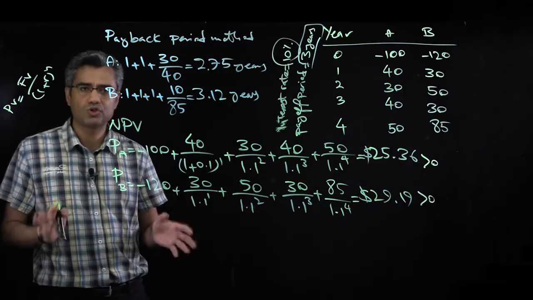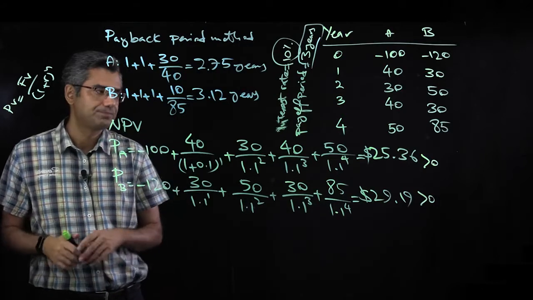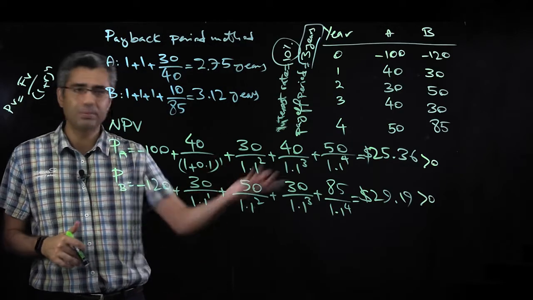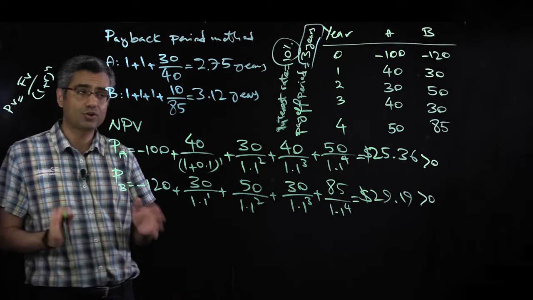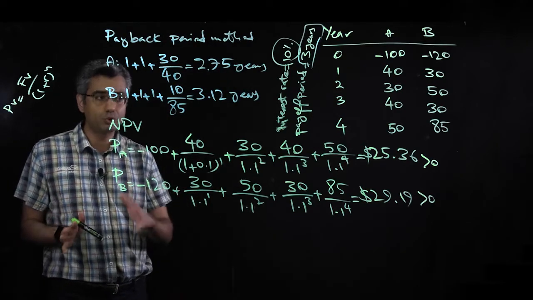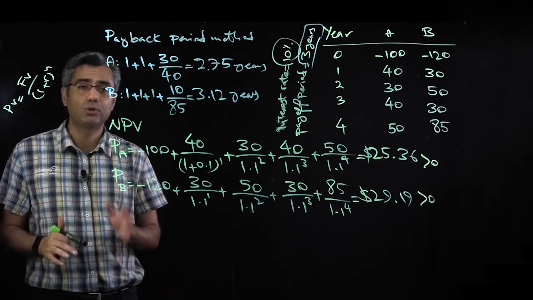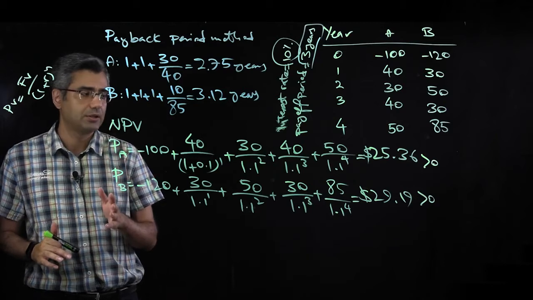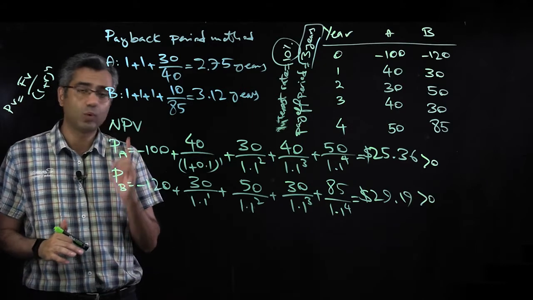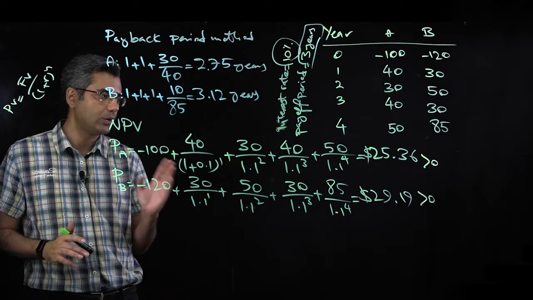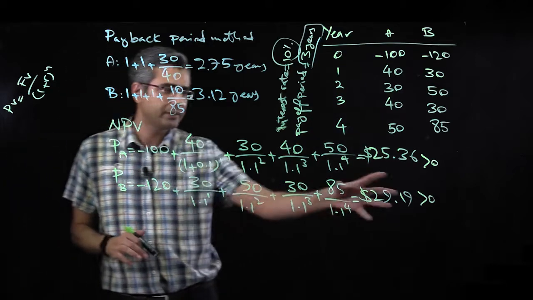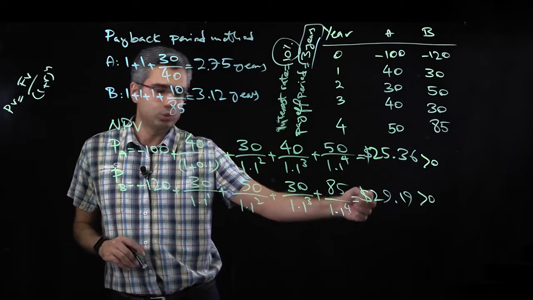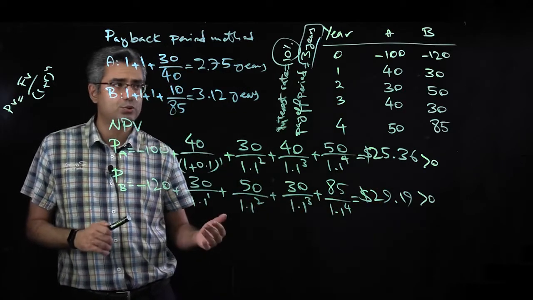If these two projects are independent, we choose both of them, because both meet the criteria. But if the assumption is these two projects are mutually exclusive, then you must choose the best one, because you can choose only one project. Now, which one is the best one? The one which has a higher NPV. So we choose project B if they are mutually exclusive, right?